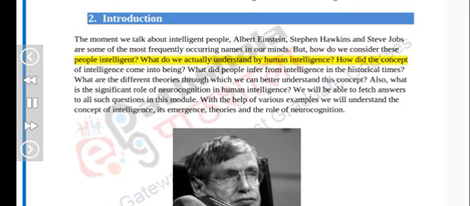What do we actually understand by human intelligence? How did the concept of intelligence come into being? What did people infer from intelligence in the historical times? What are the different theories through which we can better understand this concept? Also, what is the significant role of neurocognition in human intelligence? We will be able to fetch answers to all such questions in this module. With the help of various examples, we will understand the concept of intelligence, its emergence, theories, and the role of neurocognition. Figure 1. Stephen Hawking, British cosmologist.